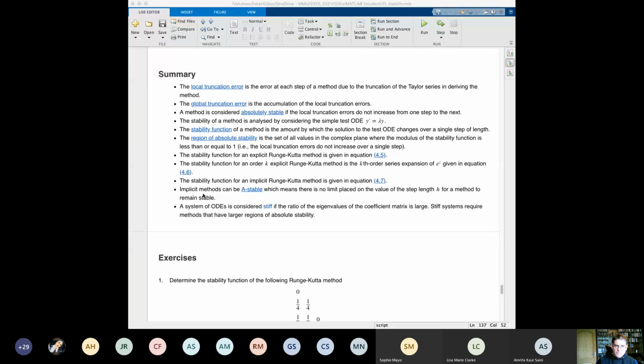And finally, a system is considered stiff if the ratio of eigenvalues of the coefficient matrix is large. And stiff systems require methods that have larger regions of absolute stability or A-stable methods. Right, okay, so that's stability. That was the first part I wanted to cover in today's webinar.